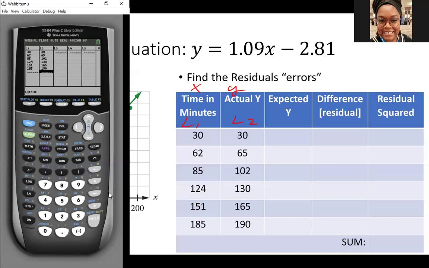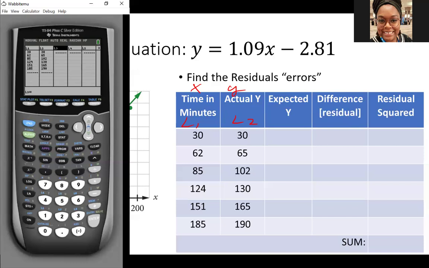Yes? Okay. We are going to put our expected Y values in L3. What do you mean we? I mean the calculator. The calculator is going to do it for us. In order for the calculator to do it for us, we're going to arrow over and up. You have to be on the L3 in order for this to work. If you're not on L3, it will not work.